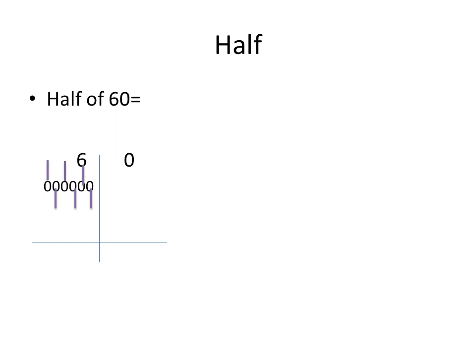If I count the lines on the top, I have 1, 2, 3 lines. If I count the number of lines at the bottom, 1, 2, 3 lines. Whatever you count, you have to get the same amount. So we got here 3, and 0 doesn't have a value, so we write the 0. So we got the half of 60 as 30. Half of 60 is equal to 30. Now let's look at another example.